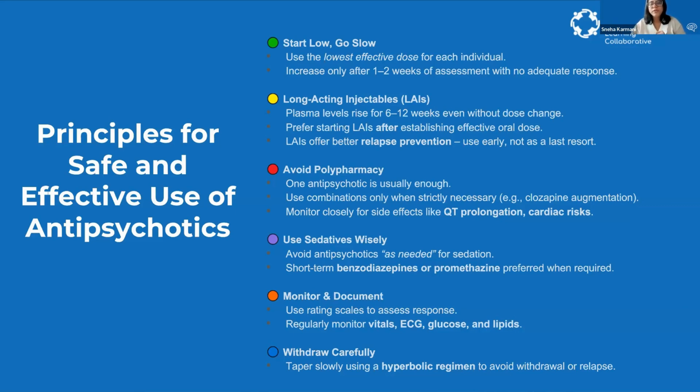It's important to monitor and document a patient's progress to maintain objectivity. If possible, use rating scales to assess their response. Also, regularly monitor their vitals, EKG, glucose, lipids. It's important to withdraw carefully. Slow tapering using a hyperbolic regimen, because antipsychotic withdrawal can lead to a host of symptoms which can be disturbing.